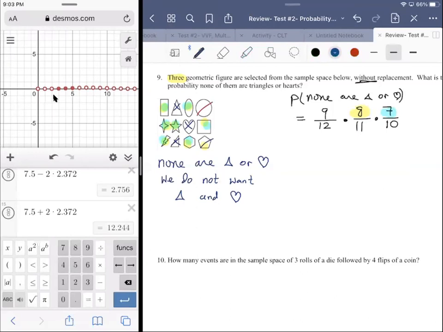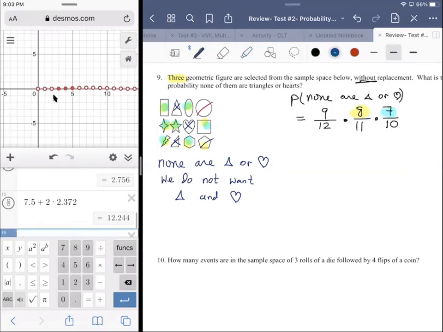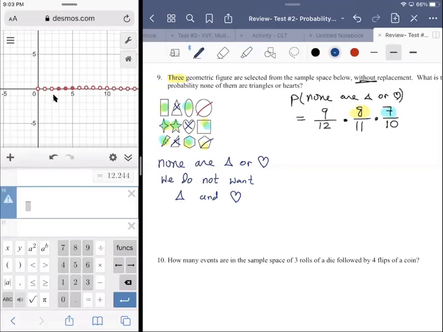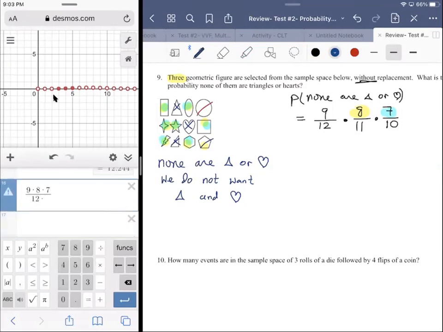Then it's just a matter of multiplying. Do it any way you want, Desmos or by hand. If you do it on Desmos, my recommendation would be to do it all in one shot: create the fraction tool, 9 over 12 times 8 over 11 times 7 over 10. You could also use a permutation, but there's only 3 values, top and bottom. It's not too difficult to type it in by hand.